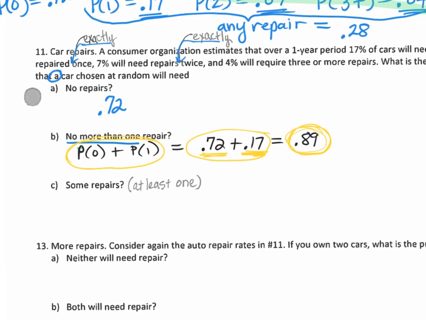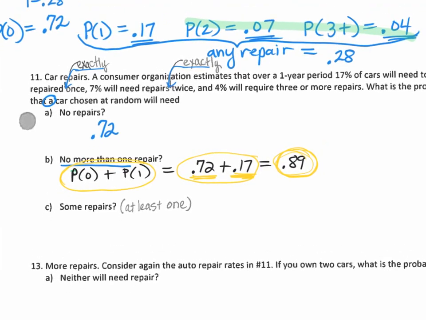All right, some repairs. What does that mean? You need any amount of repairs. We kind of already figured that out. Our work is up at the top. 28. Yep, this section, so see our work is up there. So the AP would be okay with that, 0.28, because I already showed my work up there.